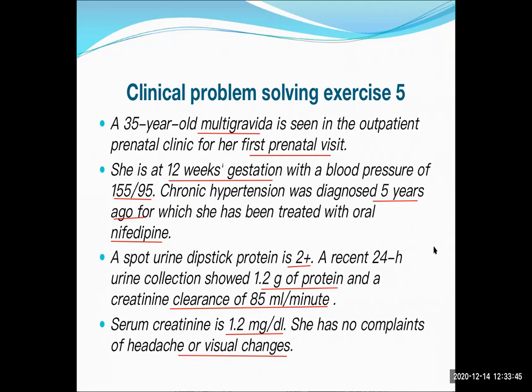Sir, also there are visual changes, papilledema and headache. Yes, good. In normal chronic hypertension at 12 weeks of gestation there are no visual changes, but when there is superimposed preeclampsia, we will have visual changes. Okay.